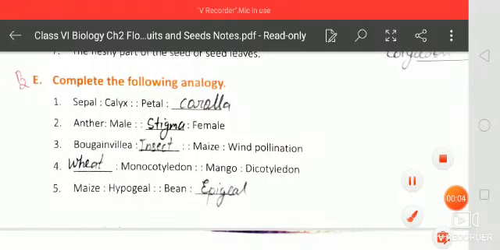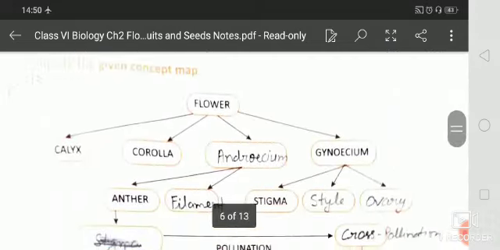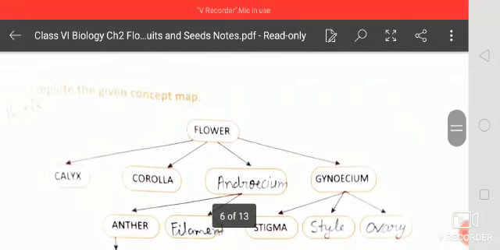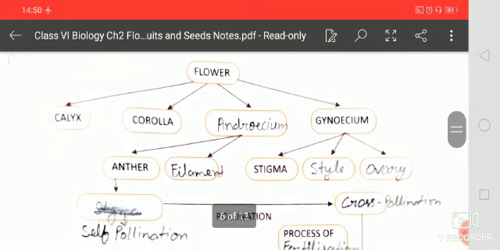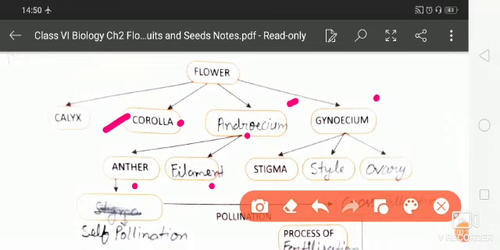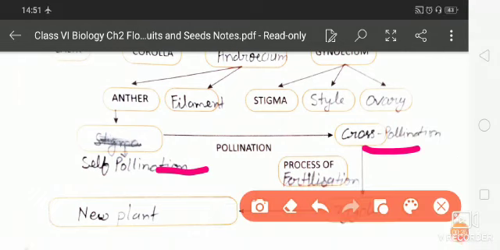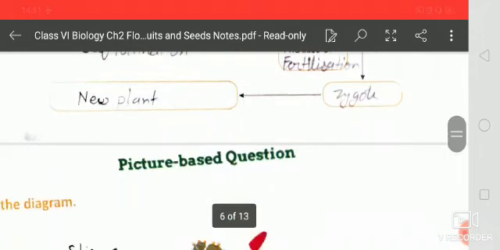Today we will discuss the remaining questions in the book and copy about chapter number 2, that is flowers, fruits and seeds. Here is the completion of the concept map: the flower having calyx, corolla, androecium and gynoecium, and that is further divided into anther and filament. This one having stigma, style and ovary. So this anther participates in self pollination, and cross pollination is also there. So the process of fertilization occurs here and a zygote is formed and a new plant is produced.